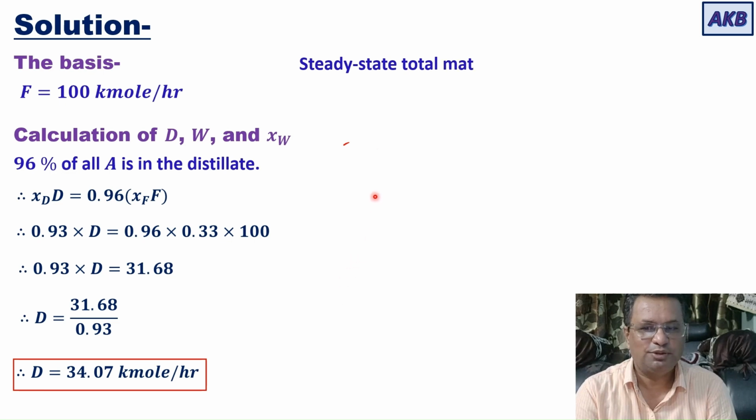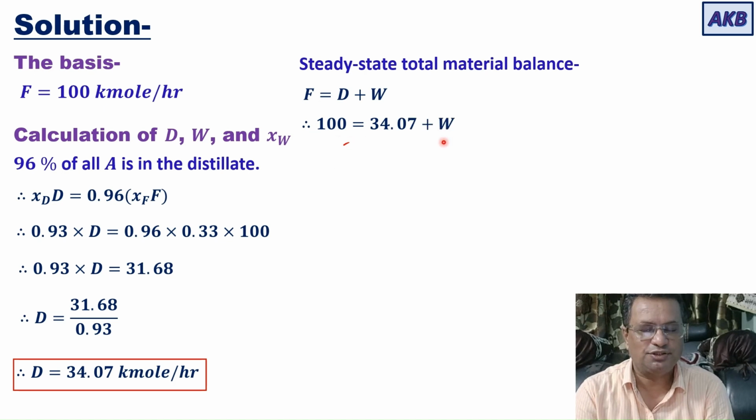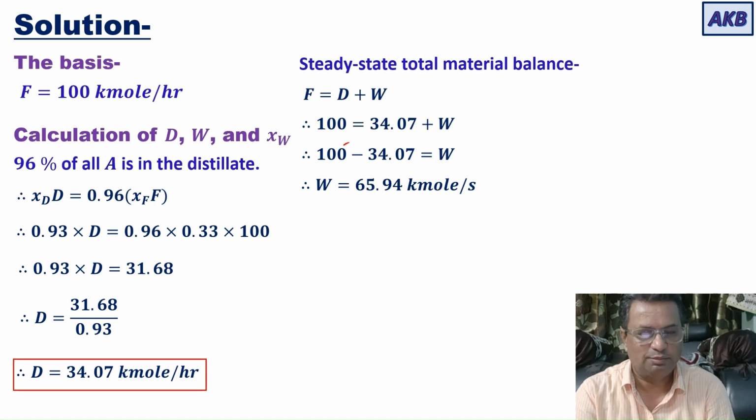Now, we will be using steady state total material balance. What is the steady state total material balance? F is equal to D plus W. Now F is known, D is known, the only unknown is W. So you can easily get that. Therefore 100 is equal to 34.07 plus W. That is 100 minus 34.07 is equal to W. That is W is equal to 65.94 kilomole per hour. It would be kilomole per hour, not kilomole per second. W is 65.94 kilomole per hour. So in this way, you get the value of W.